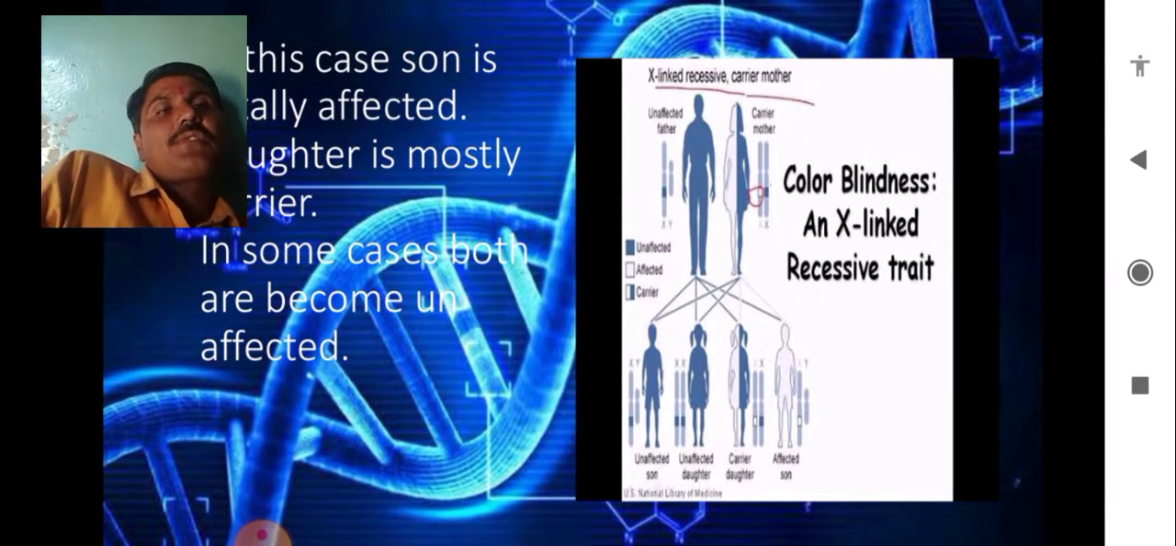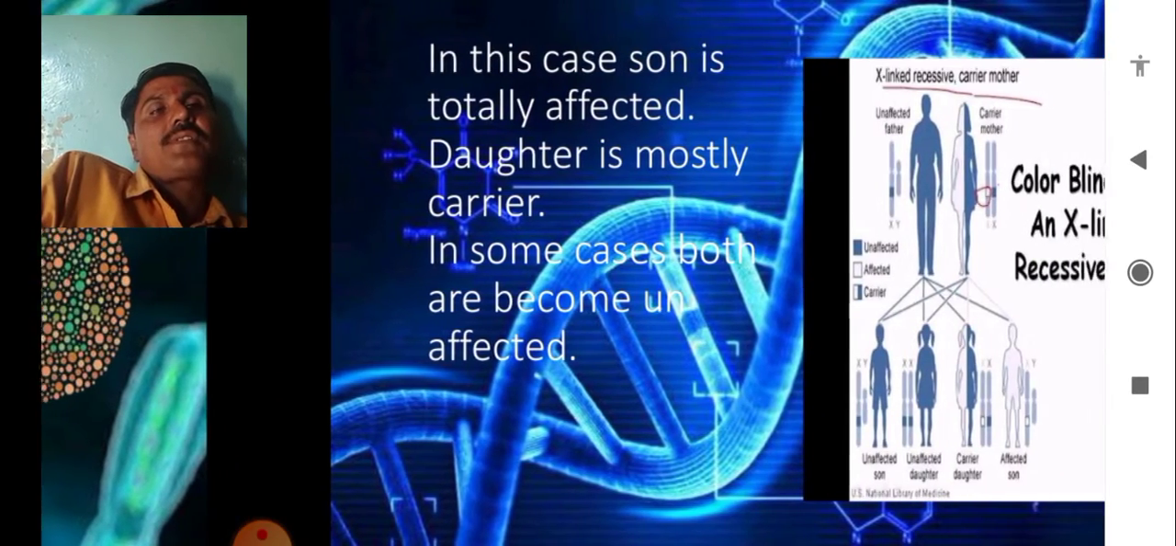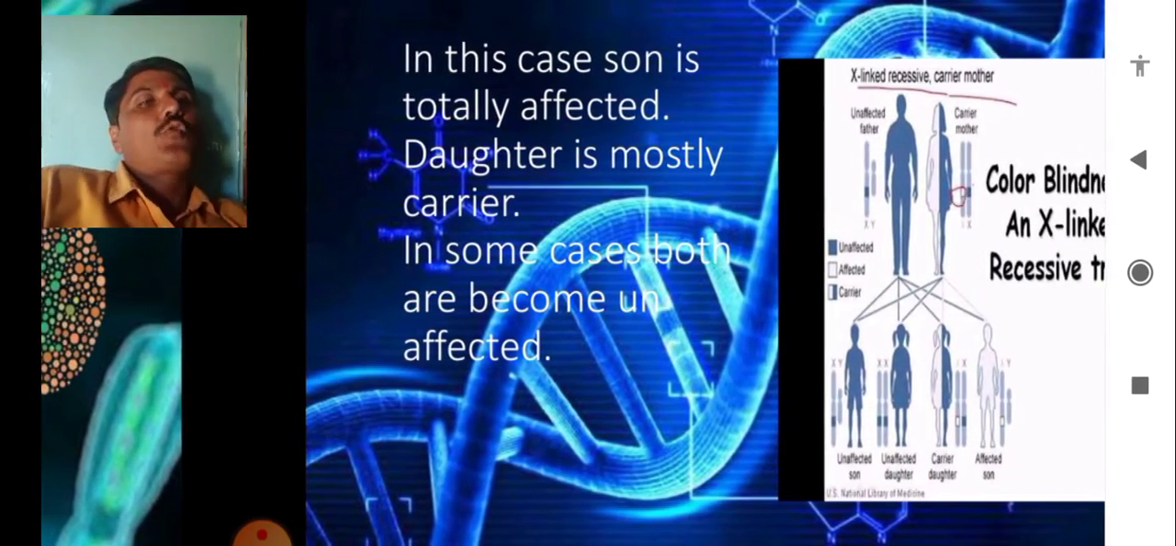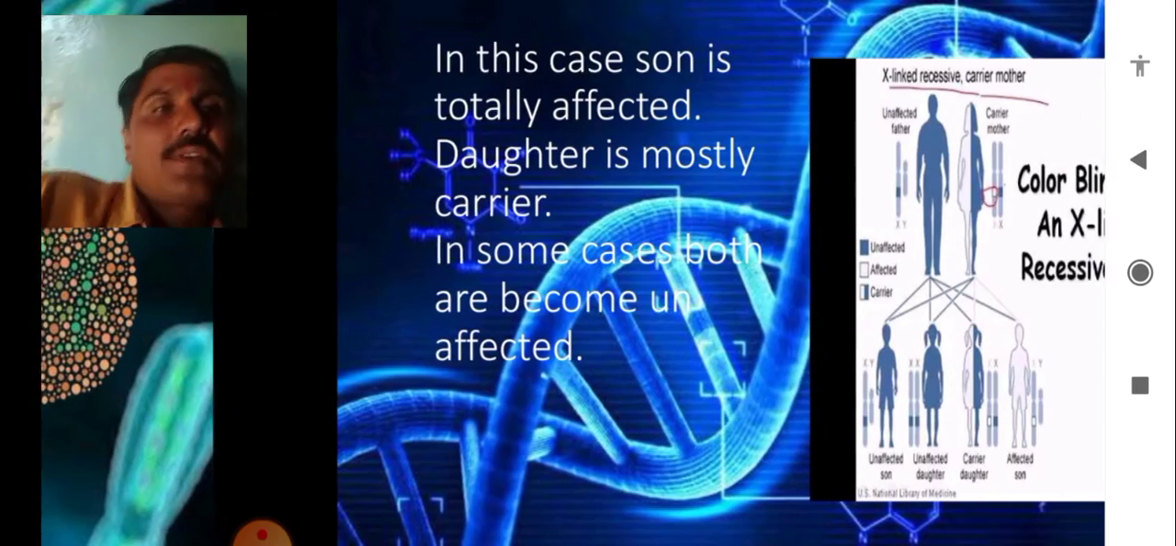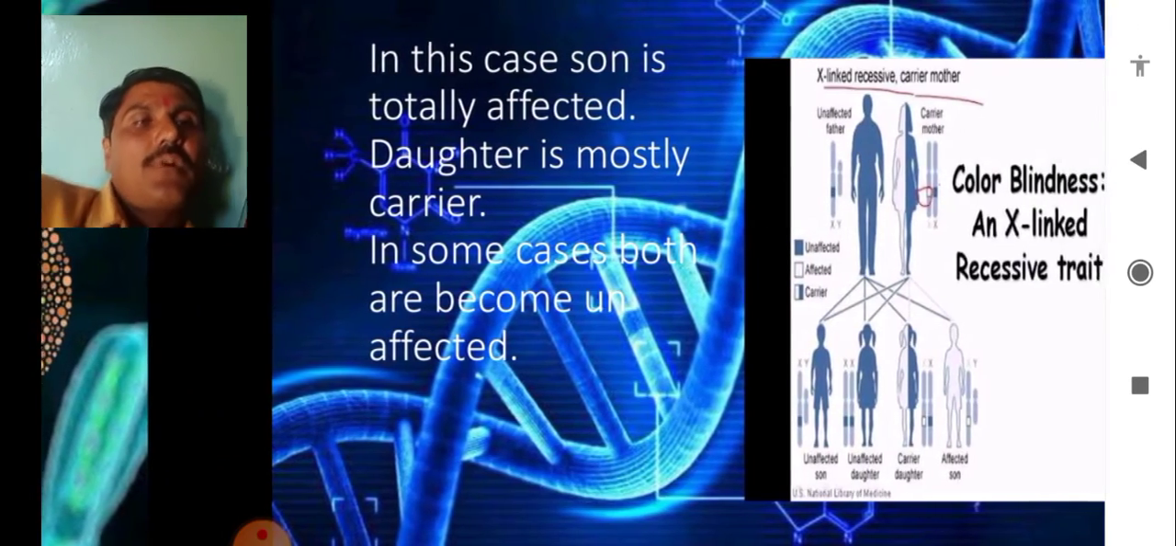So what we see in this case is that the son is totally affected and the daughter is mostly a carrier. In some cases, both become unaffected.